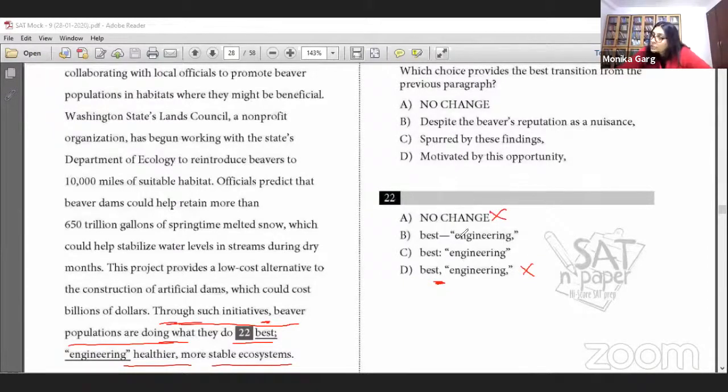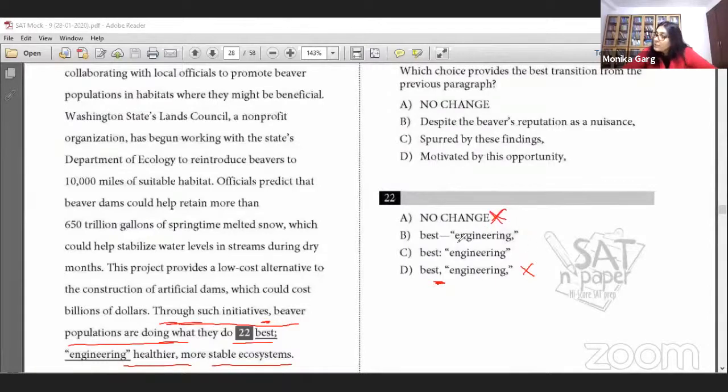Now choosing between B and C. One more thing, you could use a semicolon here if the second part also was an independent clause, which it is not. It is only a phrase. So this is not an independent clause, and technically the semicolon is also incorrect.